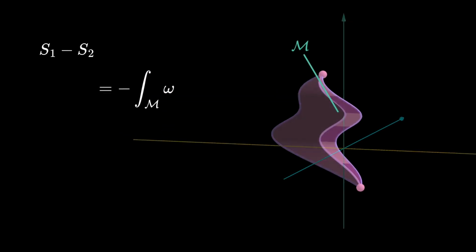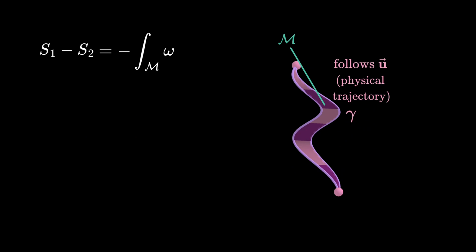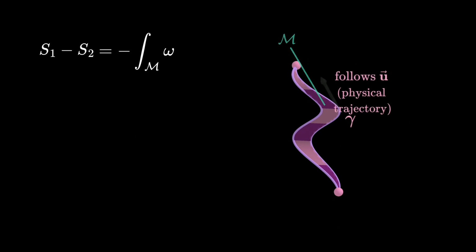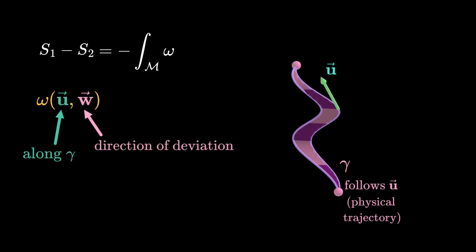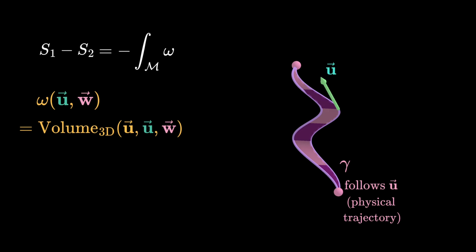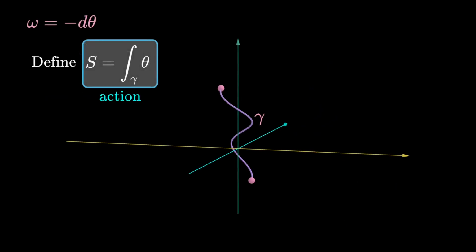For an infinitesimal variation from a physical trajectory gamma, the integrand is omega acting on 2 vectors. One is the tangent vector along gamma, which is given by u itself. The other is the direction of your variation. However, by definition, this is the volume of the parallelepiped formed by u, u, and w, which is 0 because there are 2 repeated entries.